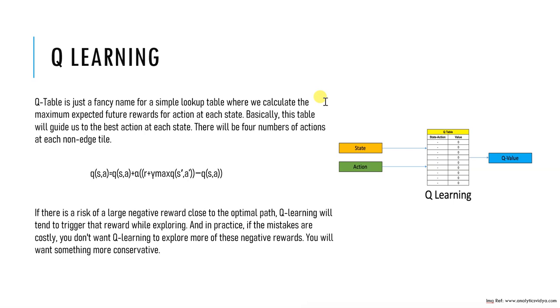So in summary, the Q table is just a data structure used in Q learning that stores the updated expected cumulative reward for each state-action pair, which the agent can use to determine the optimal policy.